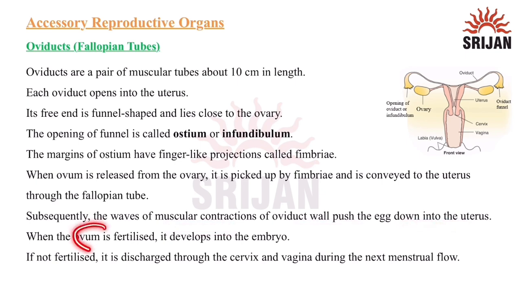Now, when the ovum is fertilized, it develops into an embryo. If it is not fertilized, it is discharged through the cervix and vagina during the next menstrual flow. If the ovum is fertilized, fertilization takes place over here, and the embryo gets implanted over here. If not, it is released via the cervix and vagina.